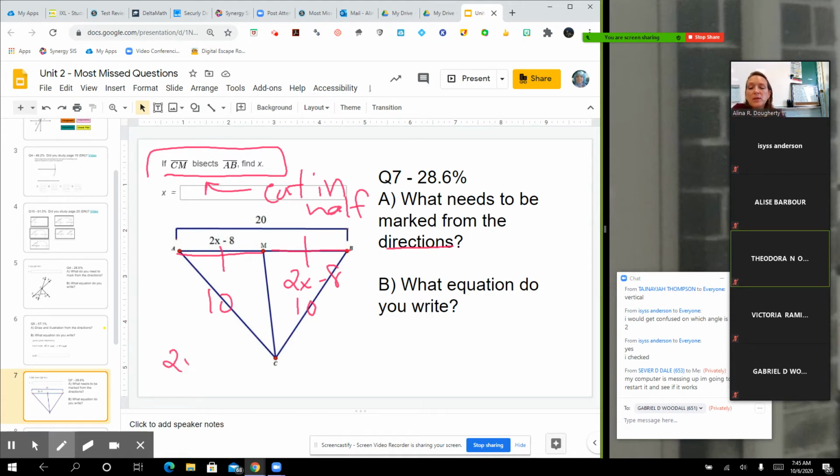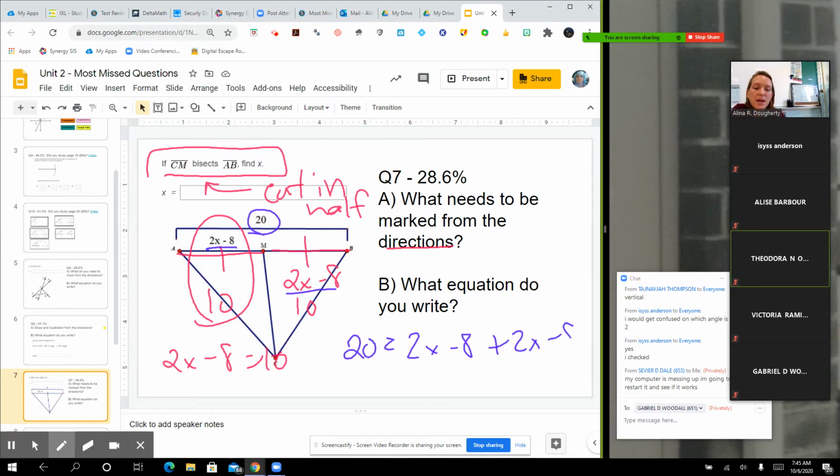You could do 2x minus 8 equals 10, because that's just the half equals the half. You could do the total equals the half plus the half. So you could do 20 equals 2x minus 8 plus 2x minus 8. Some of you like to multiply, so you could do 20 equals 2 times 2x minus 8, right? Any of those equations and all of those equations are going to get the same answer.